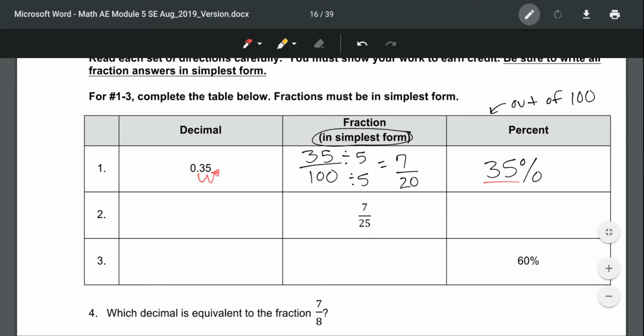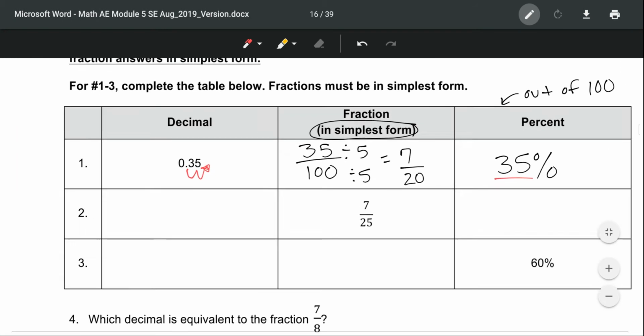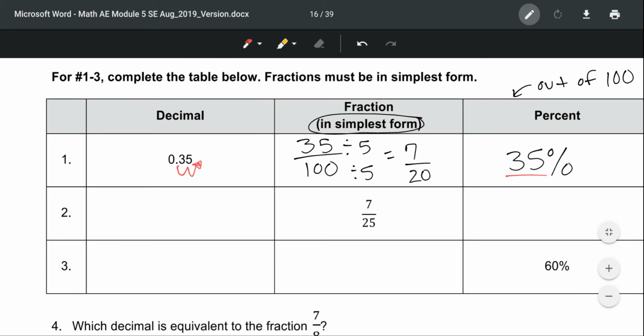Okay, number two, you have 7/25, and you want to convert that into a decimal and then into a percent. So I would divide the numerator by the denominator. So divide 7 by 25. 25 doesn't go in a 7, so you add a decimal point, add a 0. 25 goes into 70 twice. 2 times 25 is 50. You have a remainder of 20. Add a 0, bring it down. 25 goes into 200 4 times.